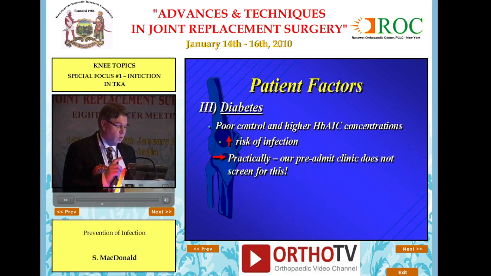Diabetes: poor control and higher glycosylated hemoglobin concentrations increase the risk of infection. That being said, how many here screen for this in their pre-admission clinic? We still don't screen for it at our place. There are 2 excellent papers that suggest we should, and in point of fact, we're now going to start screening for it. By about the summertime, it will be part of the protocol. Because if you control the patient's diabetes better, the risk of infection is clearly less.